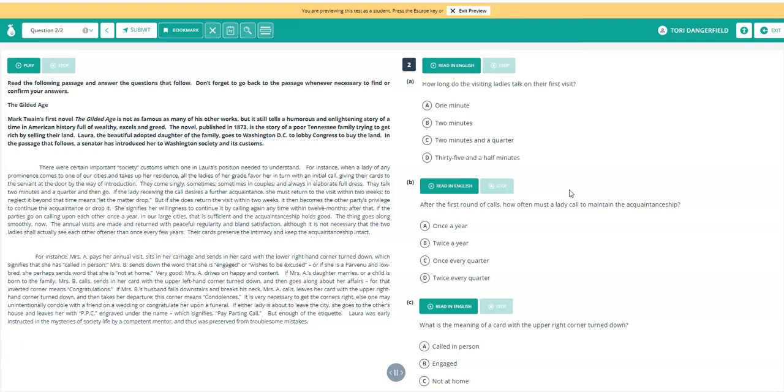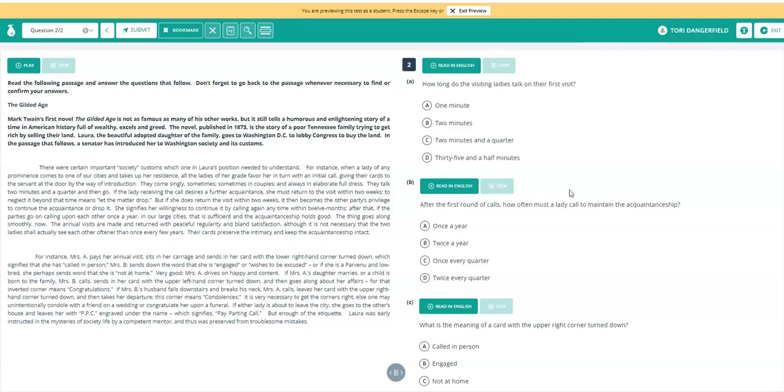But if she does return the visit within 2 weeks, it then becomes the other party's privilege to continue the acquaintance or drop it. She signifies her willingness to continue it by calling again any time within 12 months. After that, if the parties go on calling upon each other once a year, in our large cities, that is sufficient and the acquaintanceship holds good. The thing goes along smoothly now. The annual visits are made and returned with peaceful regularity and bland satisfaction, although it is not necessary that the two ladies shall actually see each other oftener than once every few years. Their cards preserve the intimacy and keep the acquaintanceship intact.